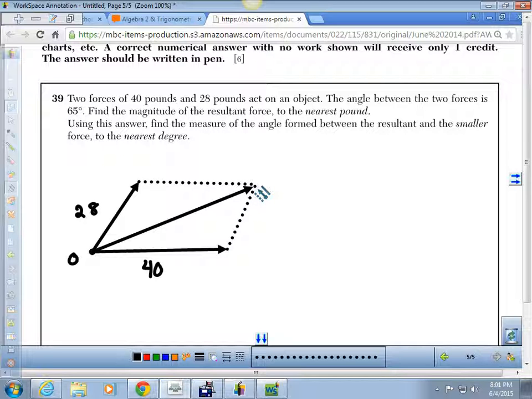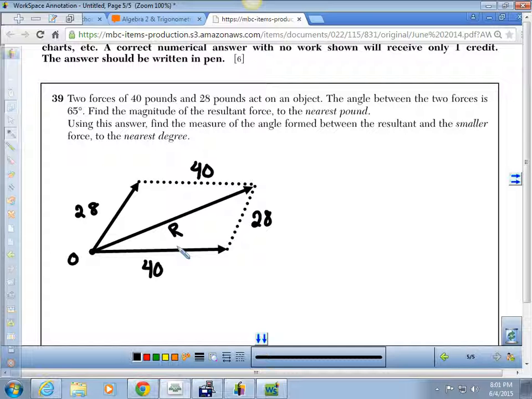Now, why did I use dotted lines out there and not solid lines? They're not the actual forces, are they? They're just line segments that we put in to represent the forces. So this one also measures 28. This one up here also measures 40. So folks, whenever you see forces, what are you going to be drawing? A parallelogram. Here's my two forces that are acting on the object. This diagonal is what we call the resultant force. That's where the object actually travels.